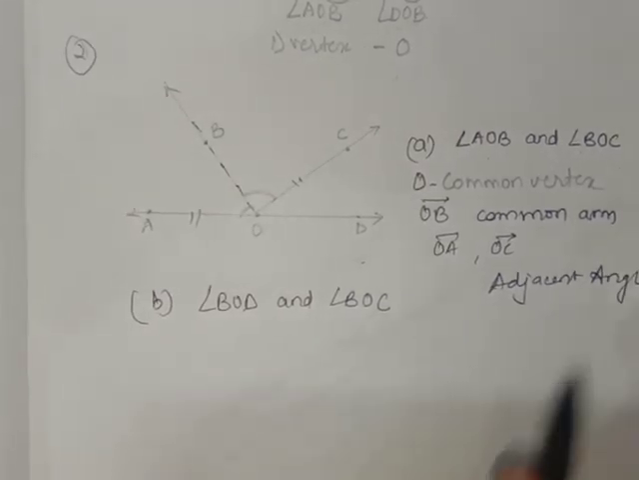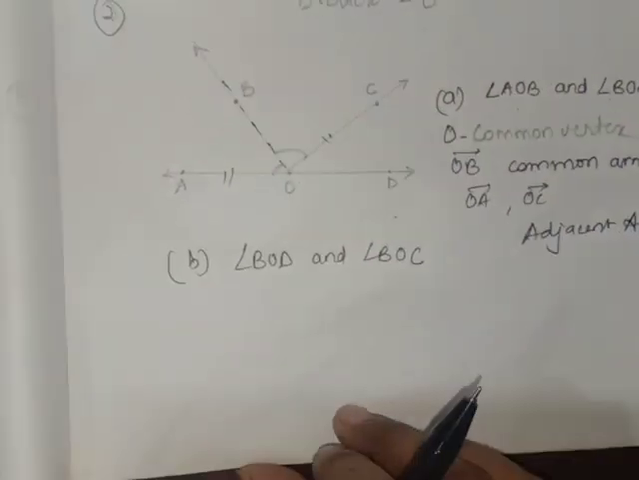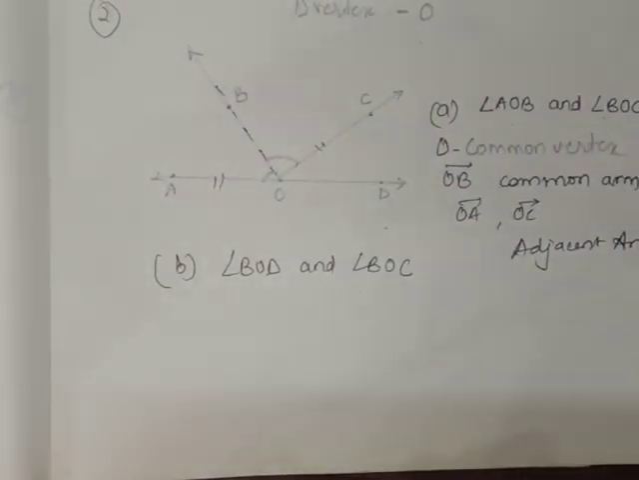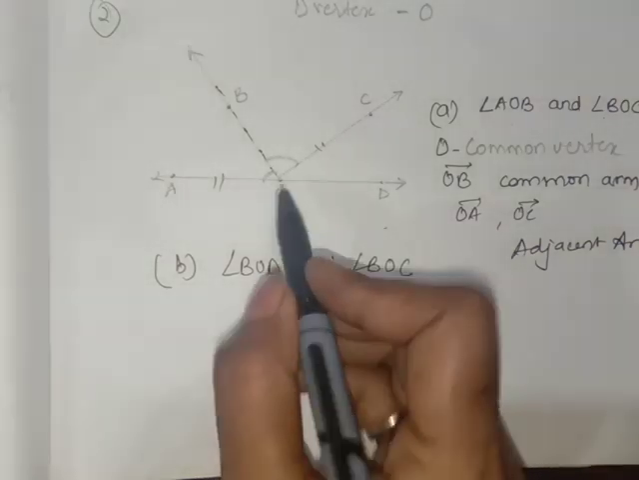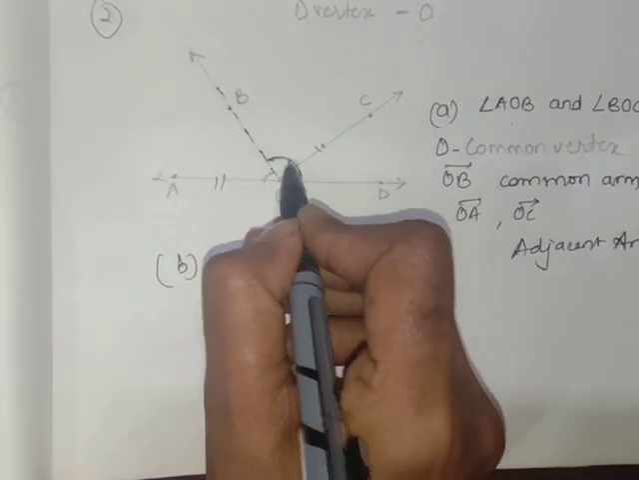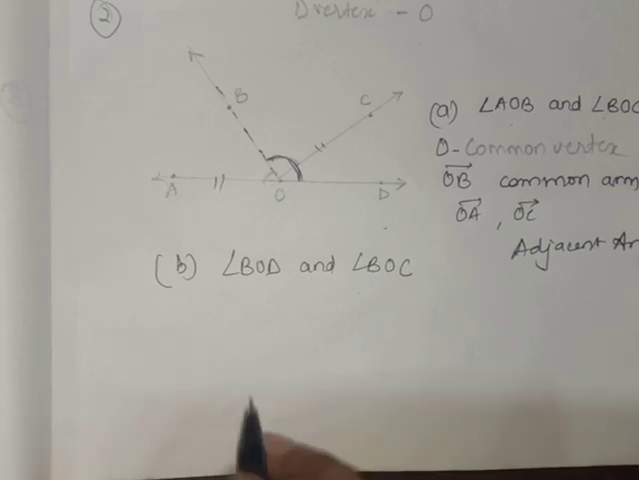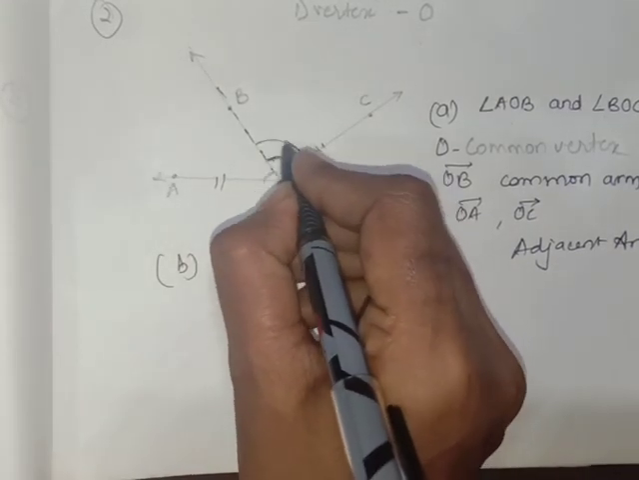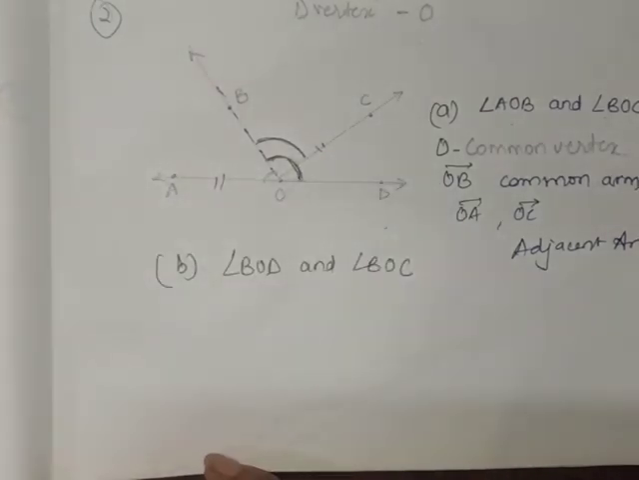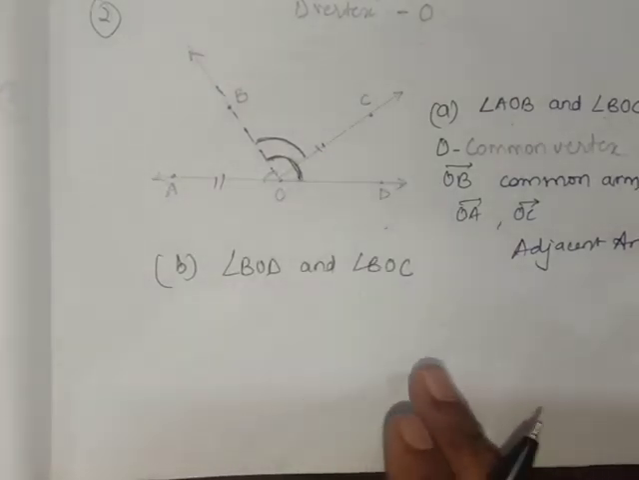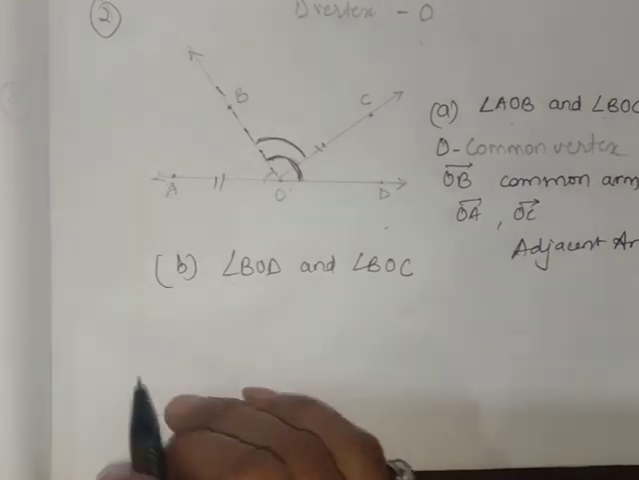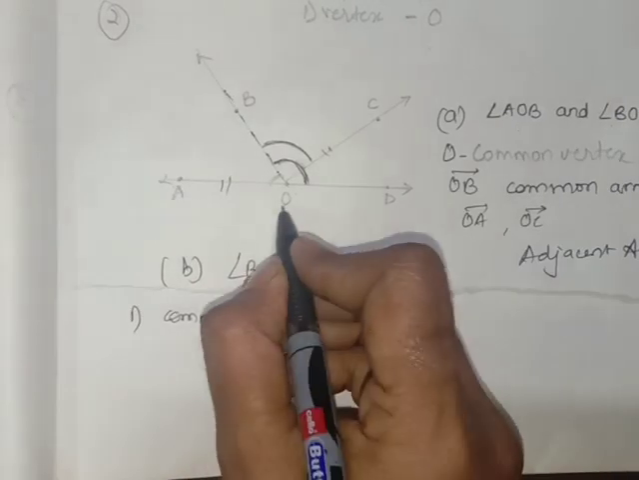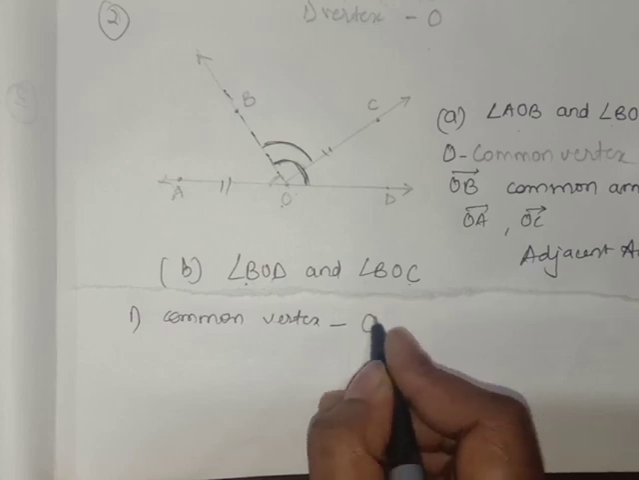Next, angle BOD and angle BOC. Complete angle BOD is one angle. And angle BOC is another, this one. Now let us check whether they have a common vertex. They have a common vertex. O is the common vertex.